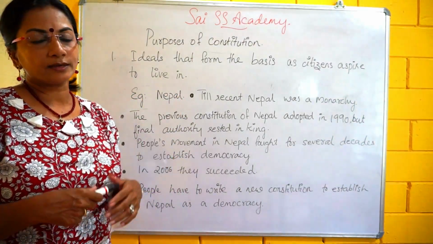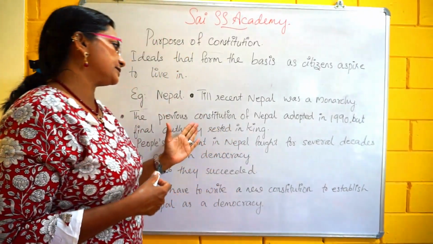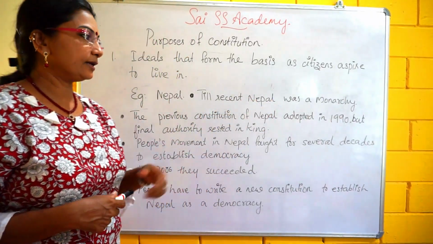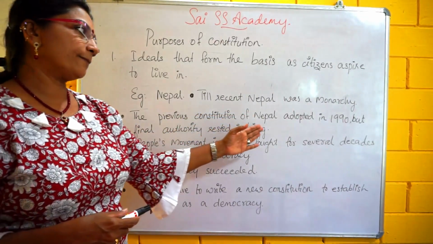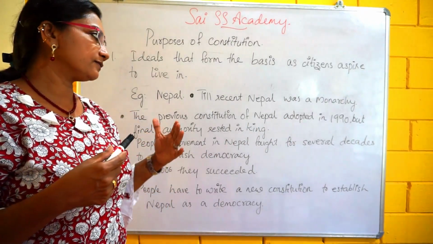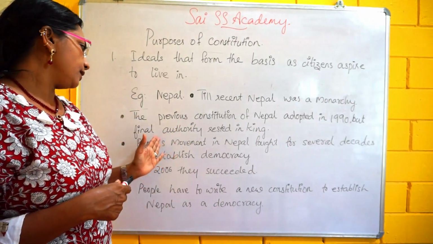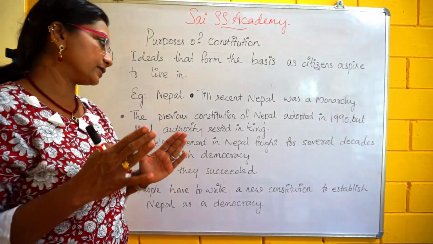Okay, so we can discuss the country Nepal. Till recently, Nepal was a monarchy. The previous constitution of Nepal was adopted in 1990. Before 1990, there was a constitution for Nepal, but the final authority rested in the king. At that time also, the final authority was the king.